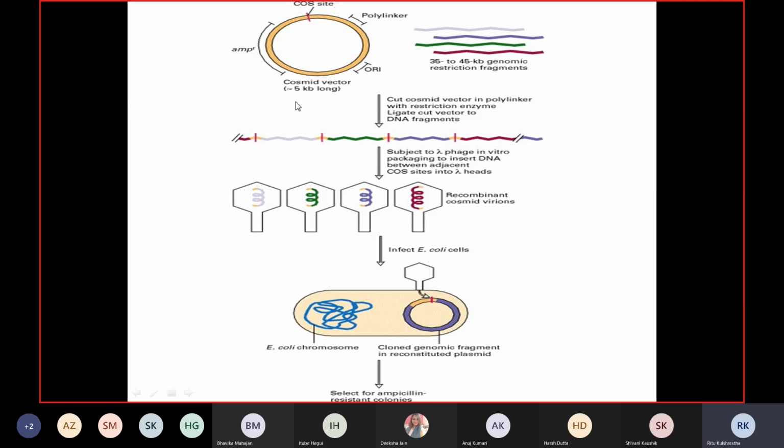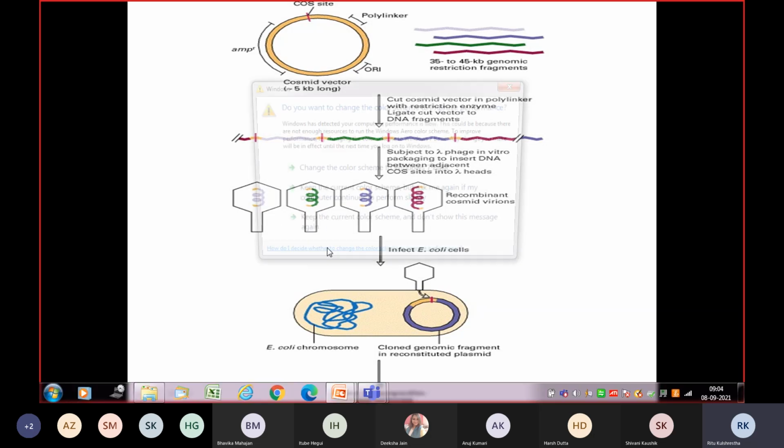In that context, I told you that you need to cut the cosmid vector at the polylinker site, also called MCS, and you have to make your DNA inserts of a particular size because its cloning capacity is around 30 to 40 kb. You can make genomic fragments of that size, and then you perform the ligation in such a way that these concatamers are formed, for which the conditions are generally standardized and mainly require a very high concentration of these fragments.